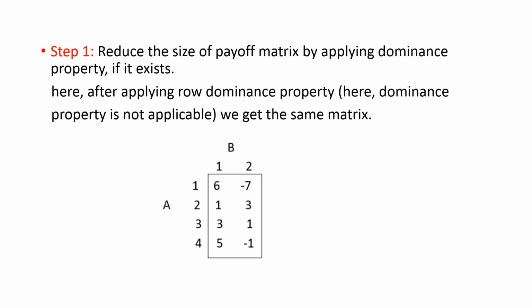Step 1: reduce the size of the payoff matrix by applying the dominance property. Here many rows are there, so we go for row dominance. In the 2 cross n game, we went for column dominance; here we have to go for row dominance. After row dominance, no row has been removed, nothing has been ignored. So the same question remains for the graphical solution. We know how to do it.